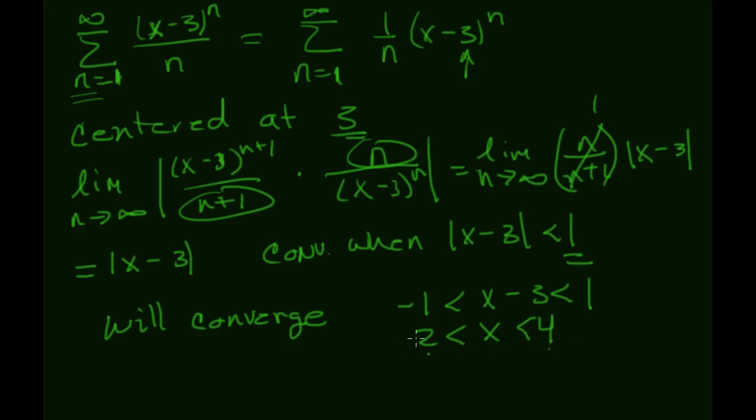Now the question is, does it converge at 2? And does it converge at 4? I know that if this gets greater than 1, I'm diverging. So beyond 2 and beyond 4, this thing is going to diverge. But it might converge at 2 and 4, because remember, the ratio test is inconclusive when this thing is equal to 1, and this thing would be equal to 1 at 2 and 4. So we have to check those endpoints individually.